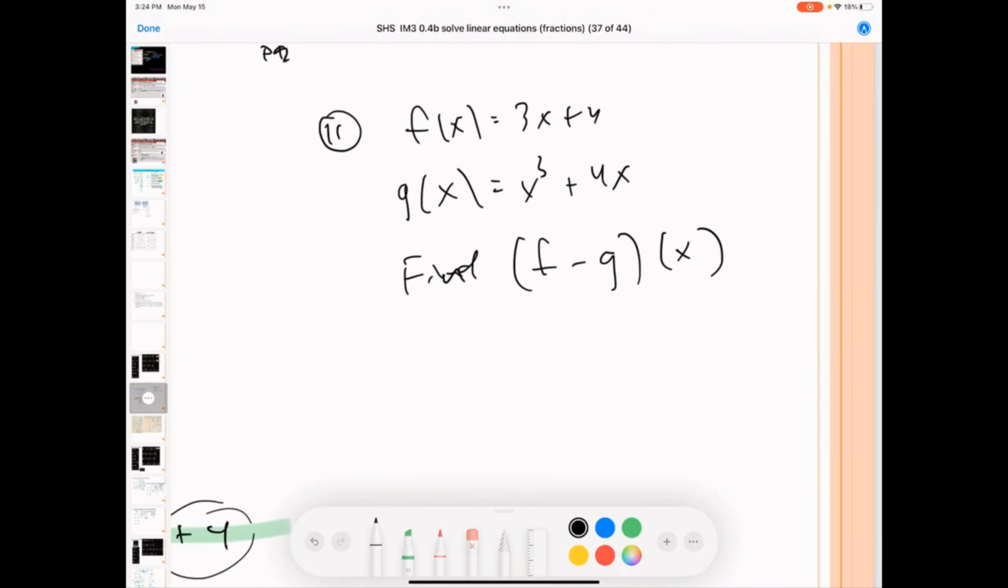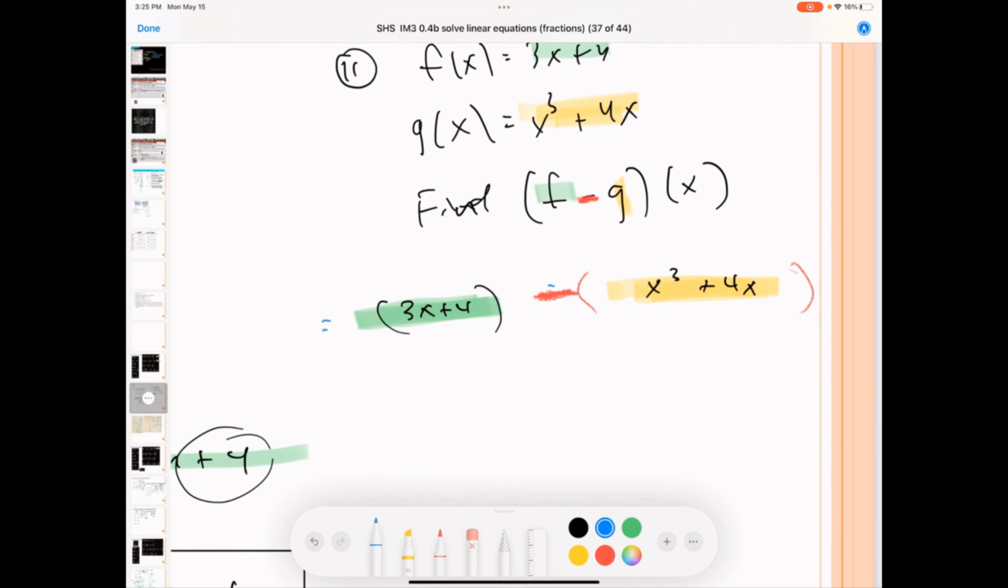Hey guys, let's go over question number 11. This one tells us to subtract. When you subtract, you should do something like this. So take the f, we're going to put it here, 3x plus 4. And then the yellow we'll use for g of x. x cubed plus 4x.